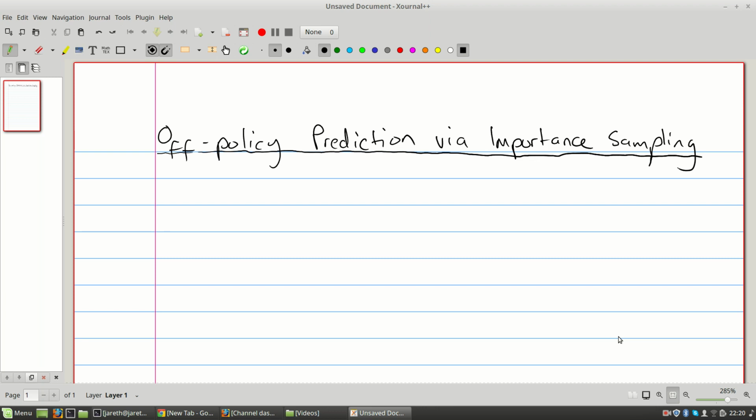Hi. So we recently finished our discussion on the on-policy Monte Carlo algorithms, and in this lecture we're going to be shifting gears a little bit and start talking about off-policy prediction via importance sampling, also for Monte Carlo algorithms.